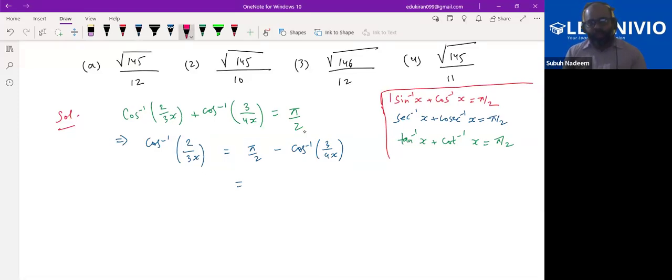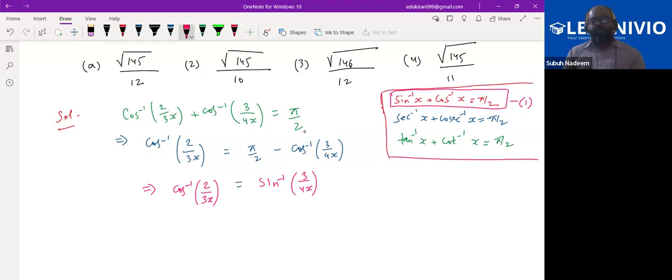we know here that sine inverse x plus cos inverse x is equal to pi by 2. This is the property. So we can write pi by 2 minus cos inverse 3 by 4x as sine inverse 3 by 4x. 90 minus cos inverse 3 by 4x is sine inverse 3 by 4x. So we have used this property number 1. And then we can say that cos inverse 2 by 3x is equal to sine inverse 3 by 4x. Now we have to proceed further.